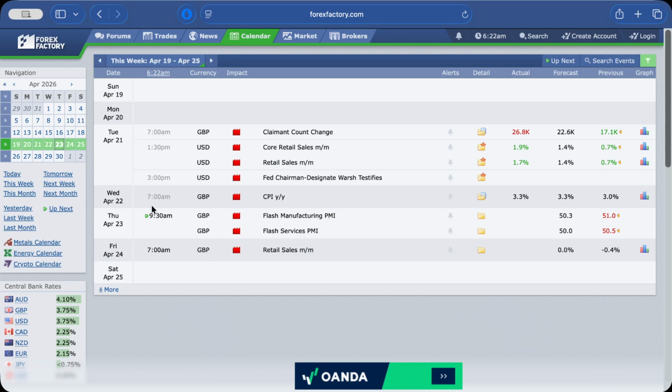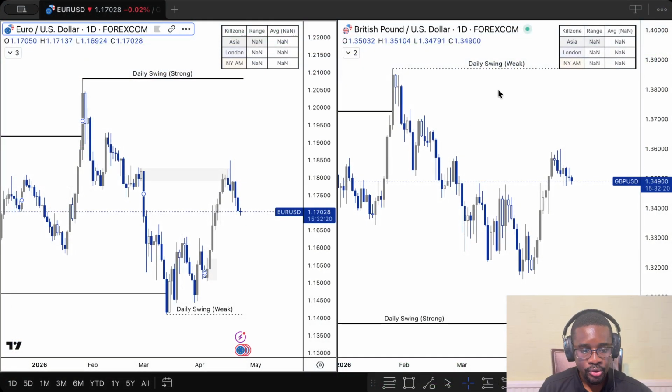First off, looking at Forex Factory. So we have high impact news for the pound. We have flash manufacturing PMI and flash services PMI news. That's for the pound. So nothing for the US dollar. All right, so let's jump into the charts.